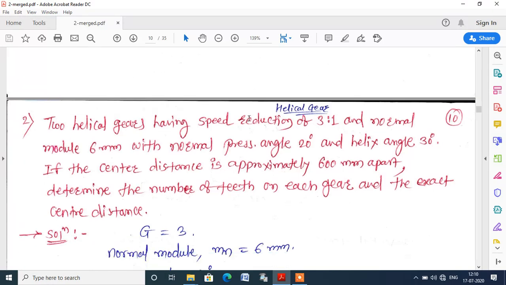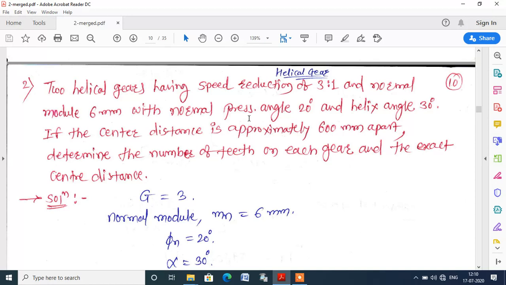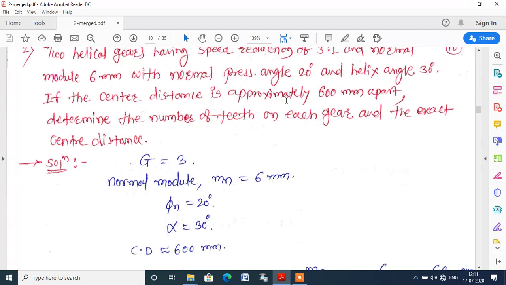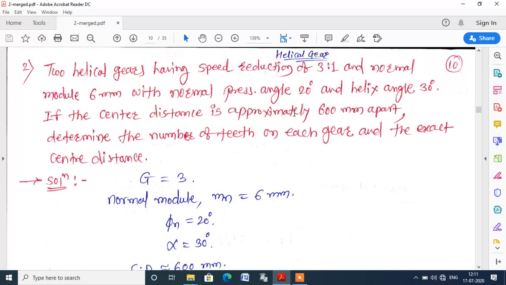Now we will see the second numerical that is mentioned here. Two helical gears having a speed reduction of 3 to 1 and normal module 6 mm, with normal pressure angle 20 degree and helix angle 30 degree. If the center distance is approximately 600 mm apart, determine the number of teeth on each gear and the exact center distance. Read this problem again two times.